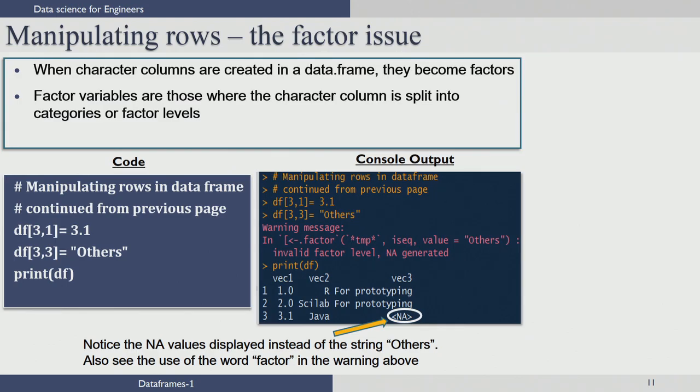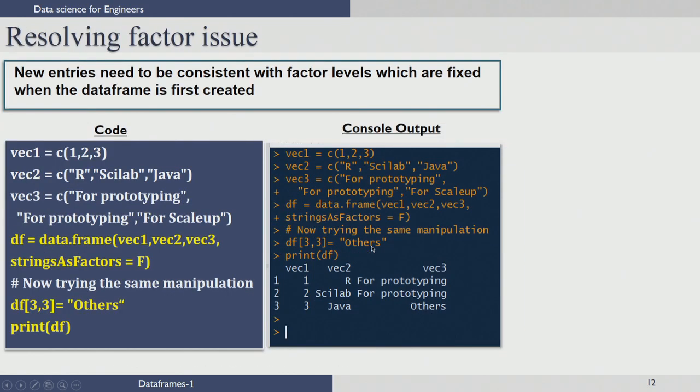You can notice that the place where we want others to be there, we have NA, and we can also see the use of the word factor in the warning message. How to get rid of this factor issue is the question now. New entries in R should be consistent with the factor levels that are already defined. If not, those error messages will be printed out. If you do not want this issue to happen, what you have to do is, while defining the data frame itself, you need to pass another argument which says stringsAsFactors is FALSE. By default, this argument is TRUE.